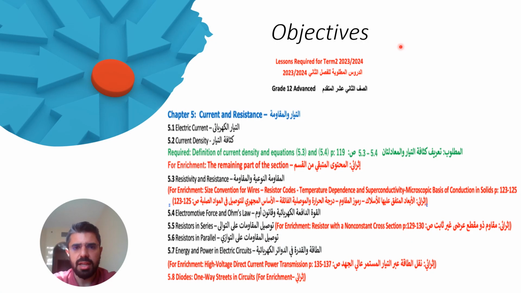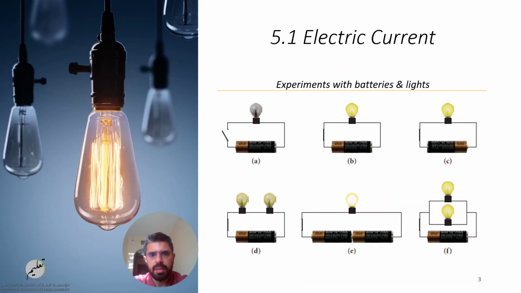Okay, so these are our objectives for this chapter. Of course, as you see, some of them are required, others are just for arrangement. So the lesson started with the definition of electric current and with a picture of 6 small circuits, as you see, A, B, C, D, E, and F.